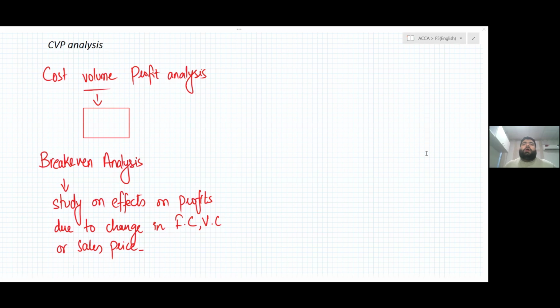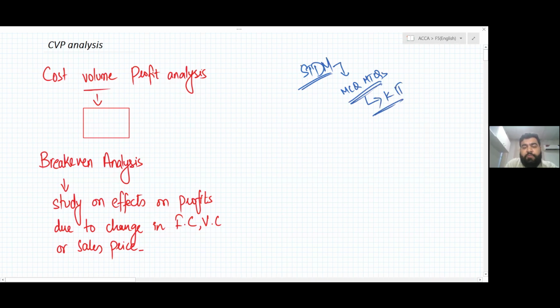We are going to start CVP analysis, the next chapter of ACCA F5. From this chapter, we are going to start the short-term decision making part. This part is basically the largest, the longest part because it has a lot of chapters, as well as the MCQs and MTQs technicalities in it.